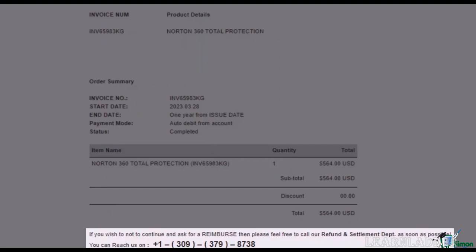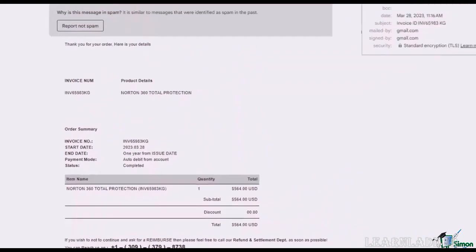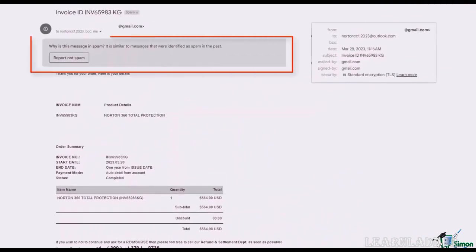We can conclude that this is a spam or phishing email. If we look closer, Gmail flagged this as a spam message. We can report it as not spam, but it states that the message was similar to other spam messages.